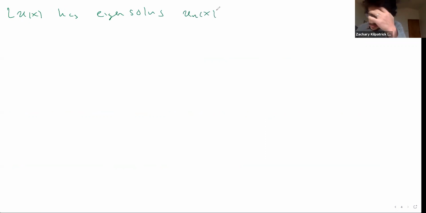Un of x is equal to cosine 2n of x. Or we could also use sine of 2n x as well. So these form a complete set if we were to take all of these. I'm doing a little bit of an abusive notation here.